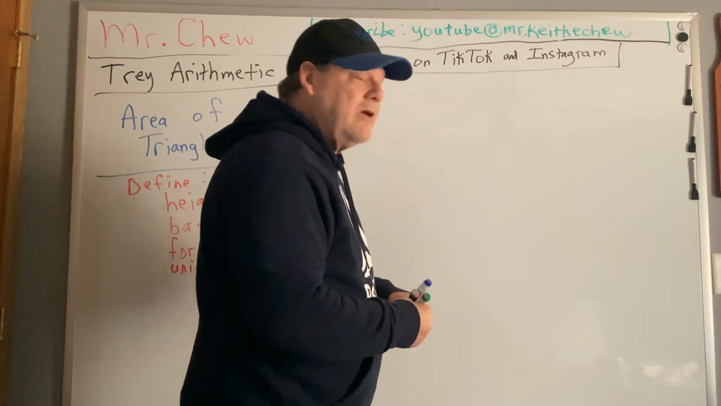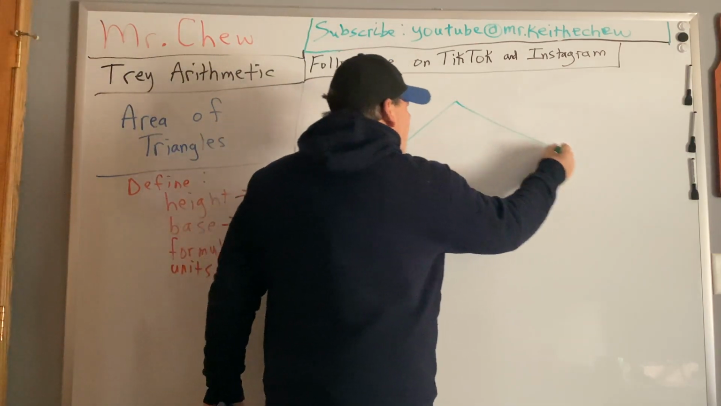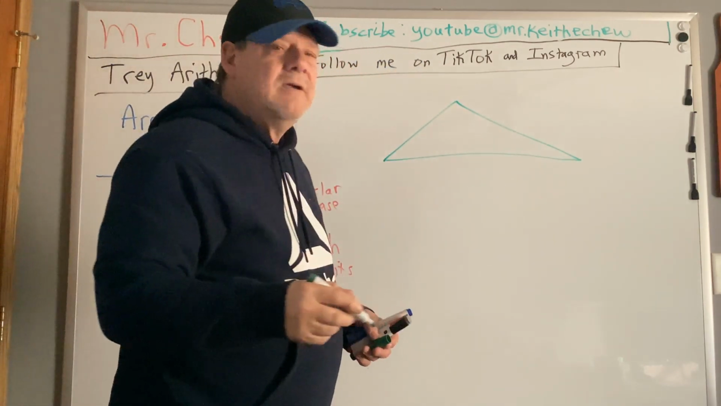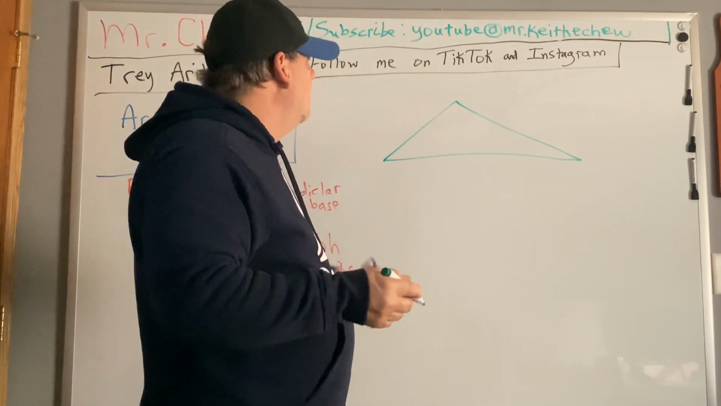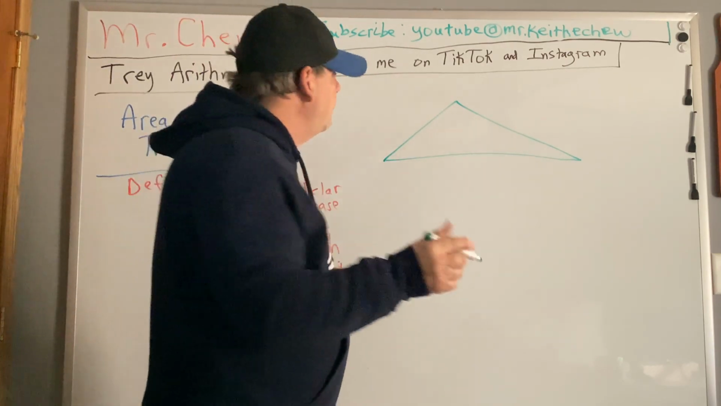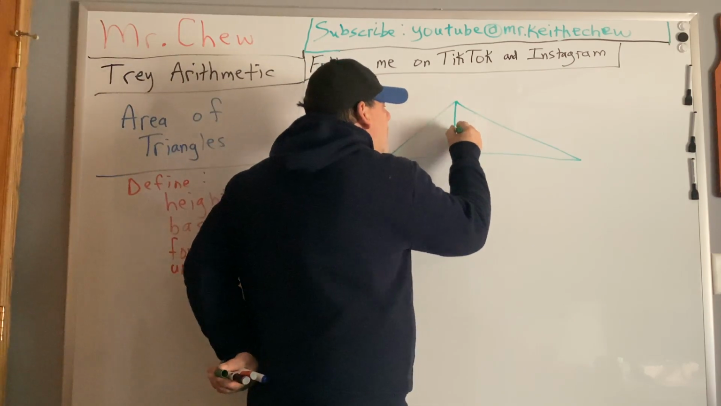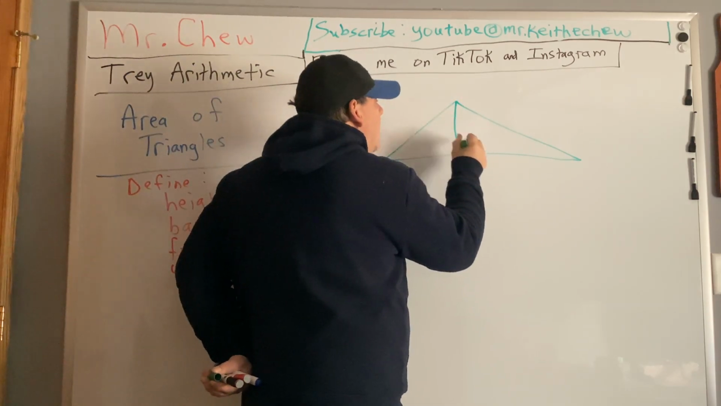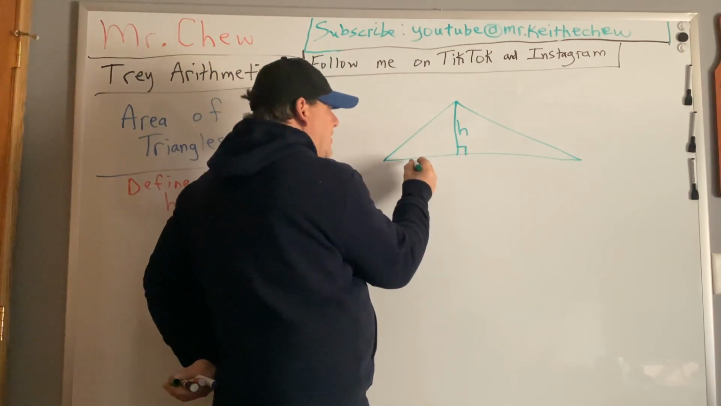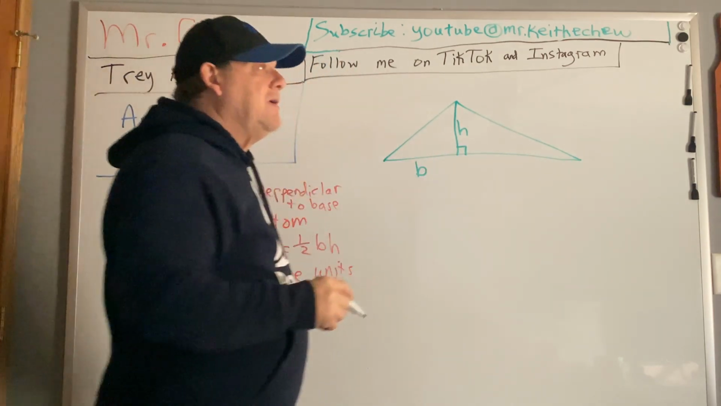Sometimes a triangle is shaped differently. When that's the case, we're going to have to identify that there's no right angle in here. So since there's no right angle, we're going to have to come down and draw one, and that becomes the height. And then where we have our intersection here, that becomes the base.